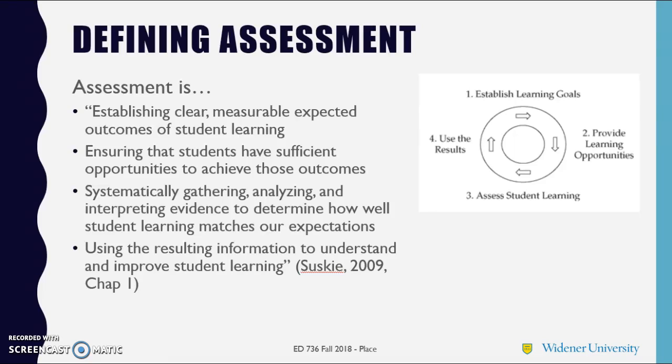Systematically gathering, analyzing, and interpreting evidence. So being strategic about the gathering and analyzing. It's not just about choosing one assessment here and there because you have used them in the past successfully. There's constant adaptation. And then using the resulting information to understand and, most importantly, I think, improve student learning. So if students demonstrated learning the first time I taught this course, there are still ways that I can improve when and how students learn in future courses. This figure on the right can help you think about this process. It is a cyclical process, so once you use the results, you might go back to refine your learning goals, and then the process begins all over again.